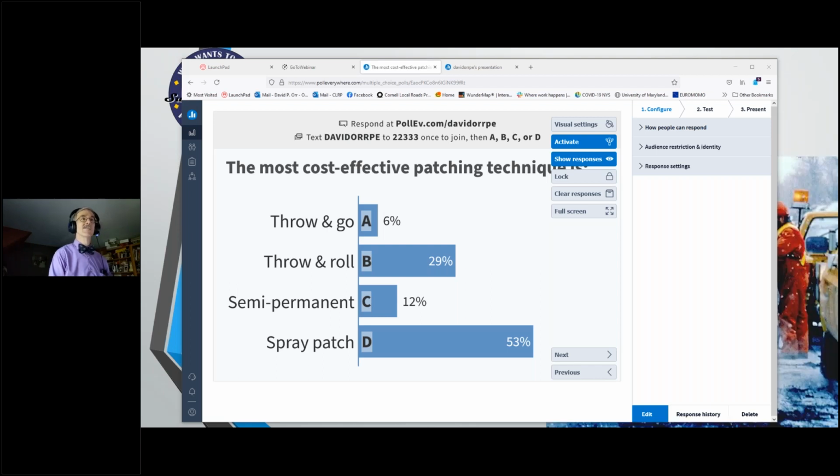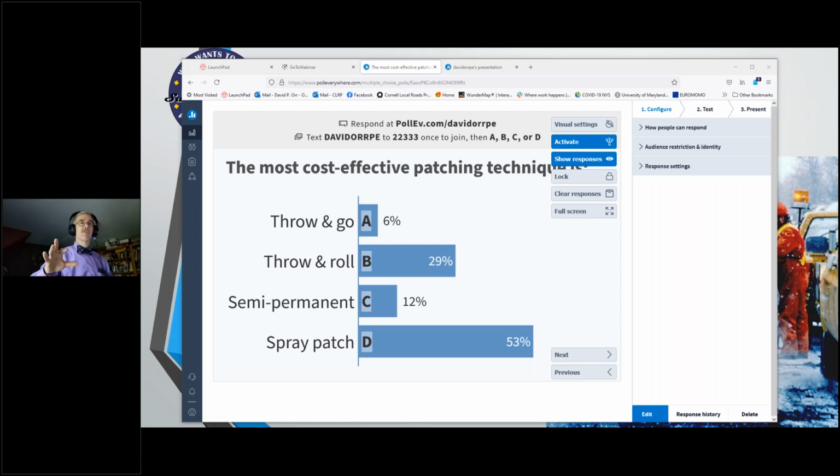The answer is, truth be told, if you actually do the math carefully, any of them that are not throw and go are cost effective. You can actually show that the throw and roll technique, which I'm going to show you in a second to remind you of the steps, is a little bit more cost effective. But that little bit of difference isn't great. It's actually surprisingly less than you might think. The key is, if you're going to do patching, pick the right technique and do it well.